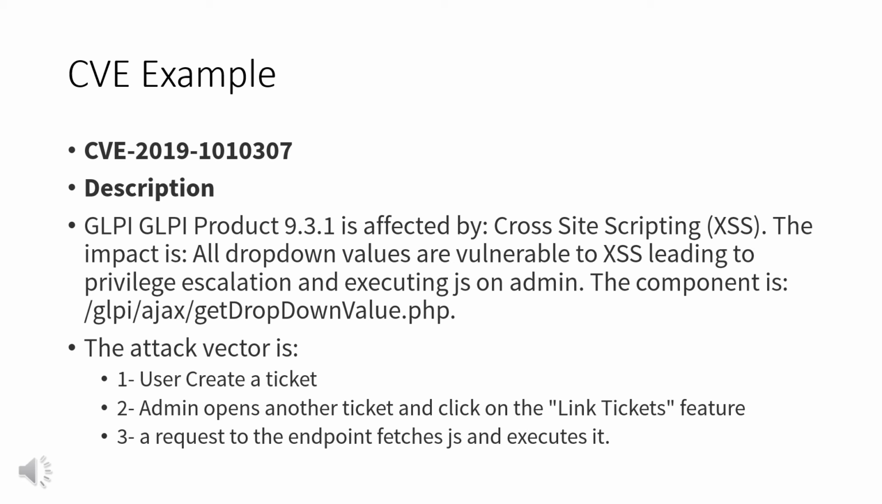So basically the impact is that all drop-down values are vulnerable to cross-site scripting, leading to privilege escalation and executing JS on admin. What it is saying is that the file getDropdownValue.php has a drop-down component which gets compromised, and then through the drop-down values, the cross-site scripting attack takes place. The attack vector is also shown, like how that attack is orchestrated. Basically, a user creates a ticket, the admin opens another ticket and clicks on the link tickets feature, and this way, a request to the endpoint will fetch the JavaScript and execute it to compromise the system.